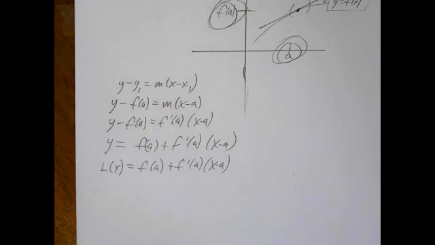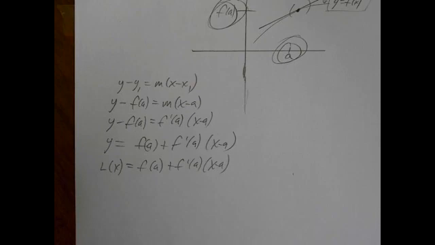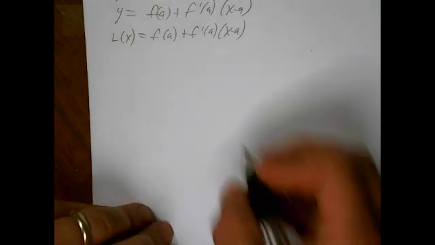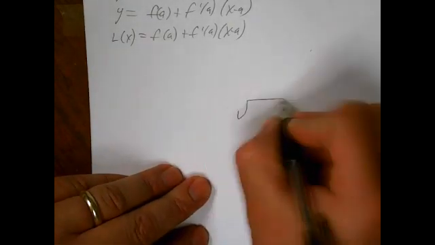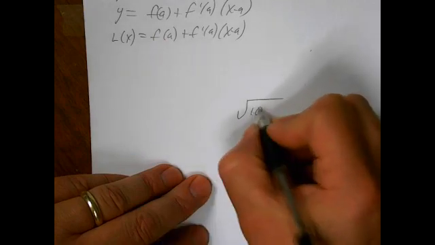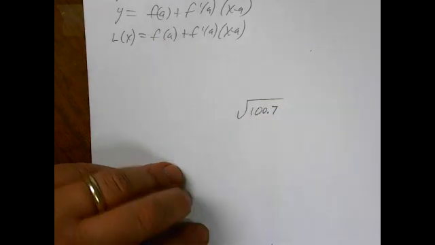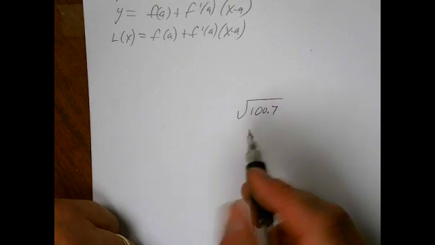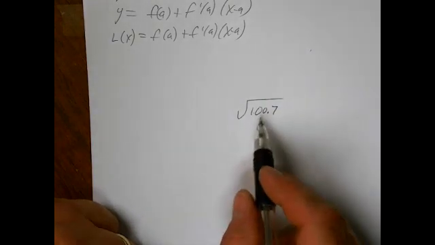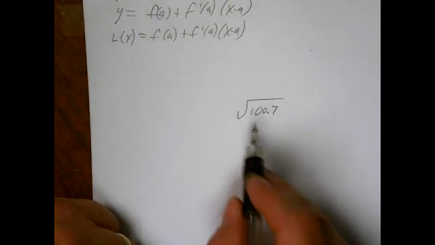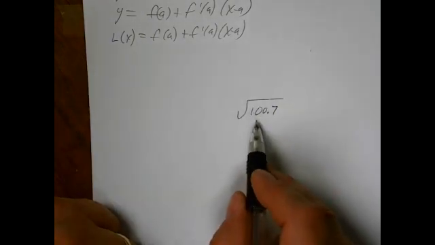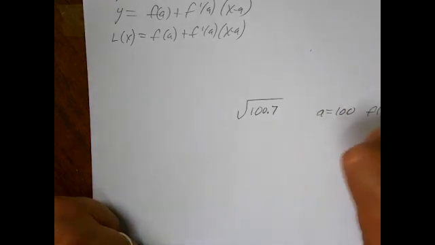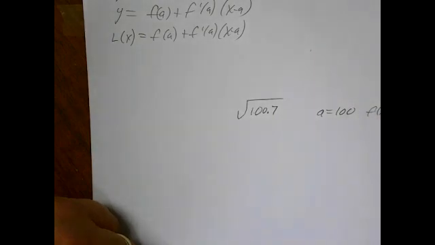Now, where would this be used? One thing that pops into my head immediately is with square root functions. Square roots can be difficult to evaluate. So if I wanted to know what is the square root of 100.7, that is not an easy value to evaluate, but it's very close to 100. It's very convenient that the fact that it's close to 100 makes this very convenient. So I would let my a equal 100. I would let my function be the square root function.